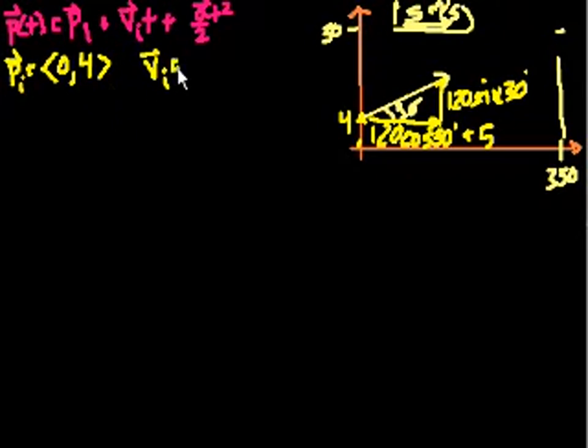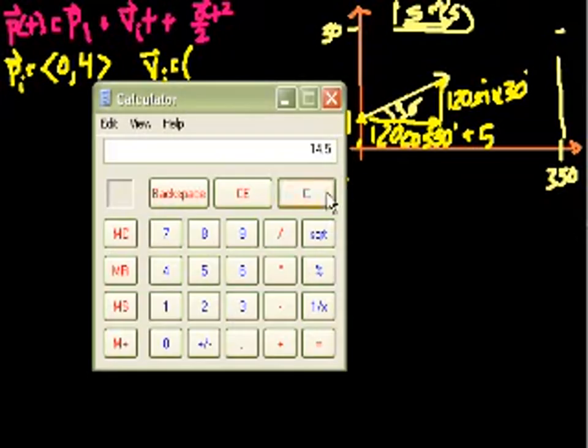So the initial velocity vector, what's its x component? It's 120 cosine of 30. Cosine of 30 is square root of 3 over 2, times 120 is 60 square root of 3, and then you add 5 to it. So what is that? Let me just solve it right now. 3 times the square root of 3 times 60, and then let's add 5.